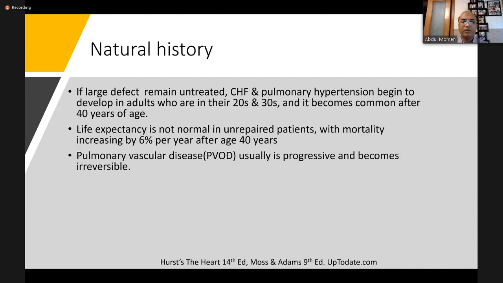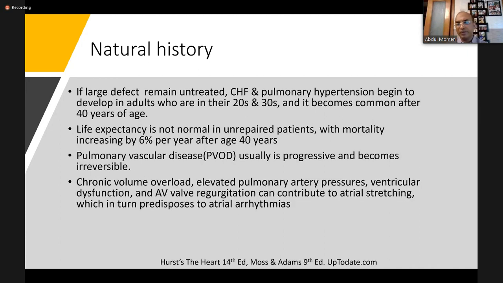Chronic venous volume overload, elevated pulmonary arterial pressure, ventricular dysfunction, and AV valve regurgitation can contribute to the atrial stretching, which in turn predisposes to atrial arrhythmia. So this ASD predisposes to atrial arrhythmia.